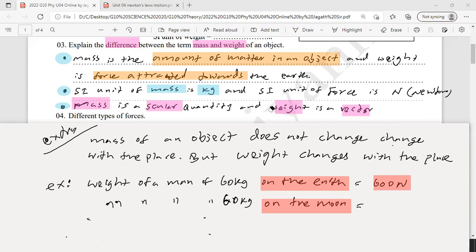Wait. I'll write here 600 into 1/6. So 600 Newton into 1/6. They will give this condition within brackets in the exam: gravitational acceleration of the moon is 1/6 of the earth. So I'll take 600 Newton into 1/6. So that is 100 Newton. How come? Right, within the bracket here, gravitational acceleration of the moon is 1/6 of the earth.